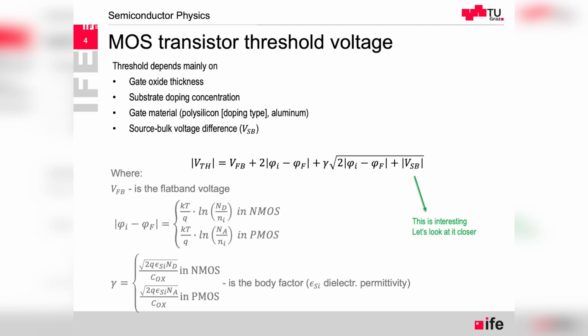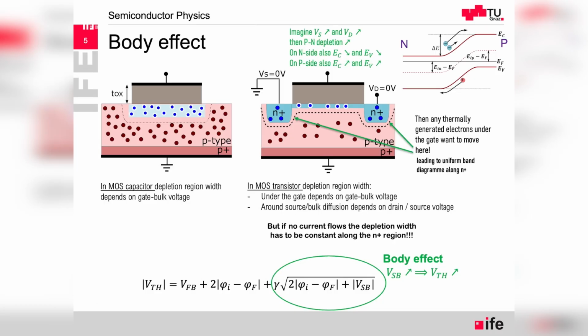But here is the fourth terminal that comes into play, which is the body. And we see that if the body bias, where we have to have the reverse bias diode between source-body and drain-body, is more negative, then the threshold voltage is increasing. So let's have a look into this effect.